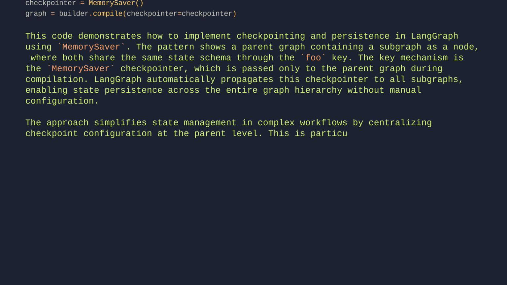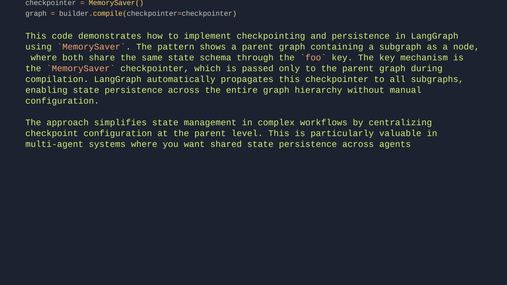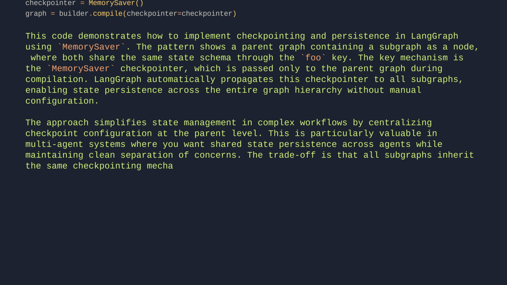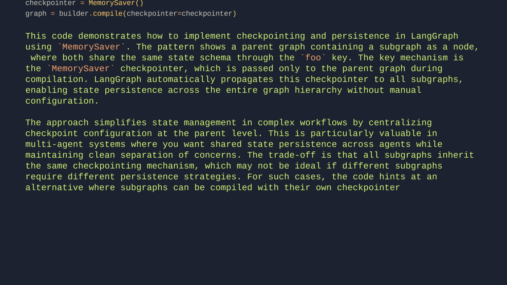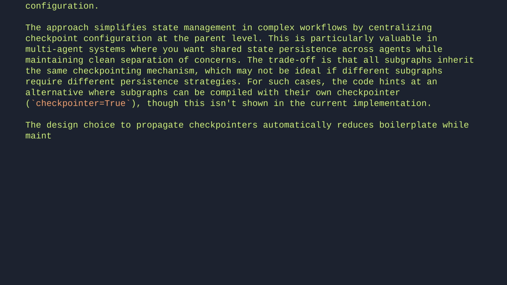This is particularly valuable in multi-agent systems where you want shared state persistence across agents while maintaining clean separation of concerns. The trade-off is that all subgraphs inherit the same checkpointing mechanism, which may not be ideal if different subgraphs require different persistence strategies. For such cases, the code hints at an alternative where subgraphs can be compiled with their own checkpointer equals true, though this isn't shown in the current implementation. The design choice to propagate checkpointers automatically reduces boilerplate while maintaining flexibility.